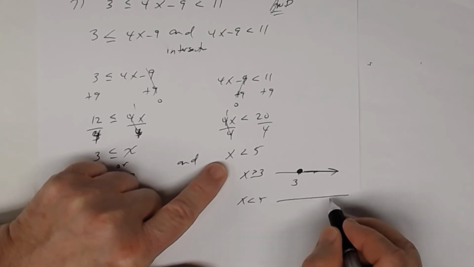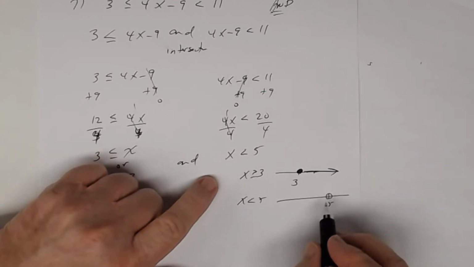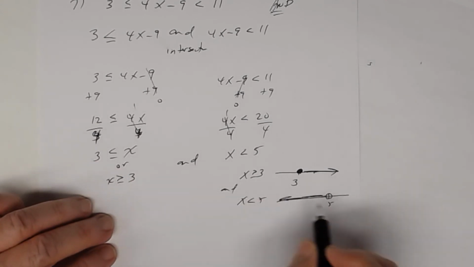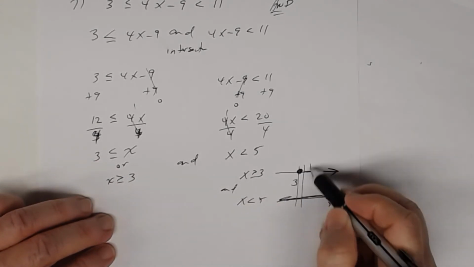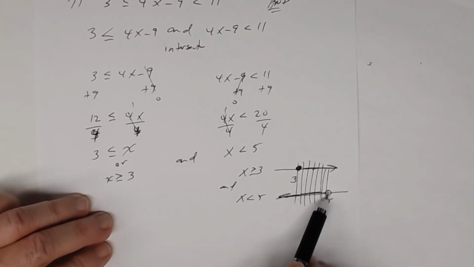On the number line, let's graph that. So 5 is going to be to the right of 3. That'll be an open circle because there's no equal sign, and then it's going to the left. And remember, that's an and statement. So I'm looking for any real number that they have in common, and that's going to be from 3 to 5.